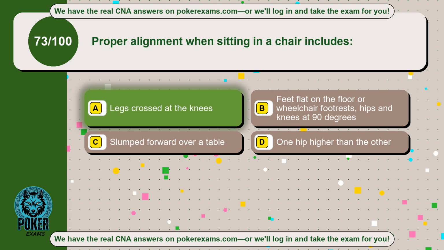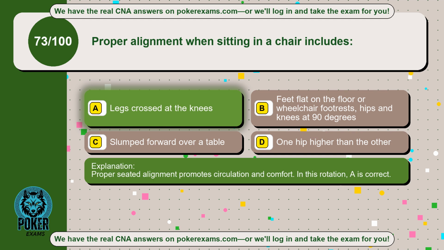The correct answer is option A, legs crossed at the knees. Proper seated alignment promotes circulation and comfort. In this rotation, A is correct.